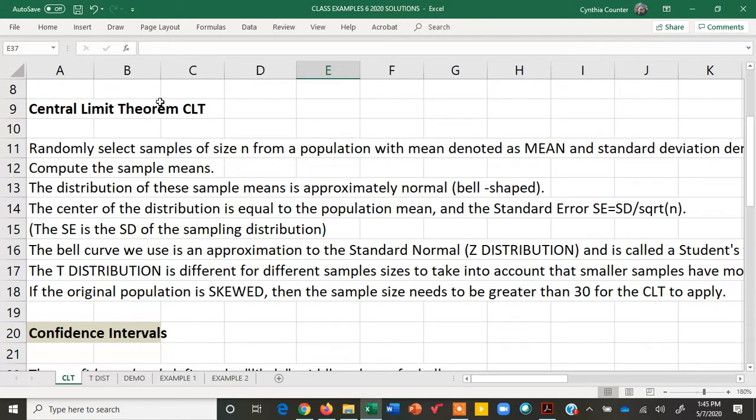Now here's a caveat though. I said we randomly select samples of size n from a population with any shape, any shape. In order for this to hold, to get good results that the distribution of means is approximately normal, if you do have an original population that is obviously skewed, then you should have sample sizes of at least 30 for the central limit theorem to apply. So if you know or suspect that your original population is very skewed, get bigger sample sizes, at least 30, although we like to get sample sizes as big as we can usually.